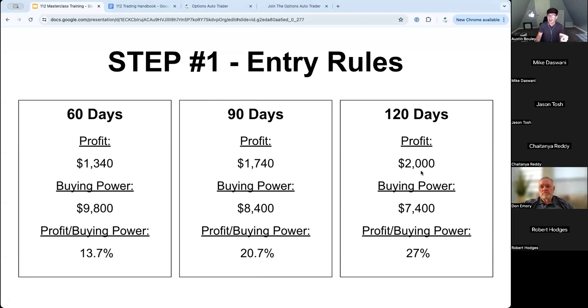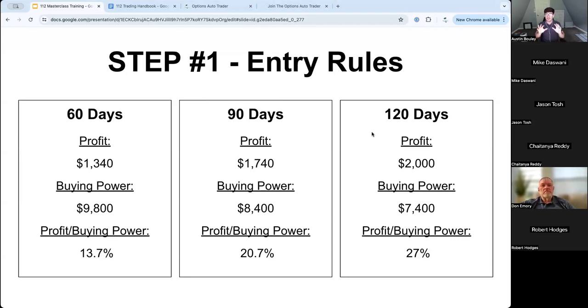So we have 2 months, 3 months, and 4 months. Our profit here is higher because there's been less time decay, so $2,000 per trade. And the buying power is lower because we have 4 months for the trade to work out in our favor. So with that, we get a 27% profit to buying power ratio. So if we're looking at this as purely, how does my money make the most money? AKA, if I can put in this much money, how do I know I'll make the most from it? That is going to be a 120-day 112.